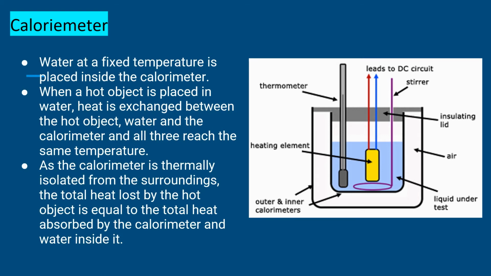Similarly, if we put a cold object inside a calorimeter, so instead of this heating element we put a cold object, you know that the heat from the water will pass to the cold object, and all three temperatures, that is water, calorimeter, water and the cold substance, will come up to the same temperature, by which the cold substance will become a little hotter and the water and calorimeter's temperature will drop or decrease.